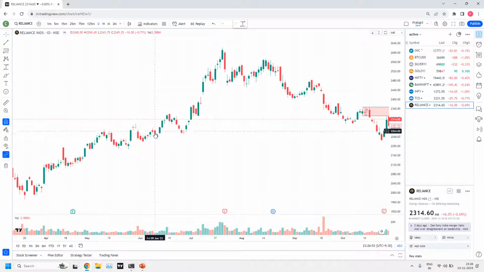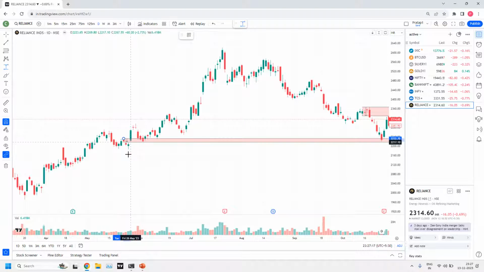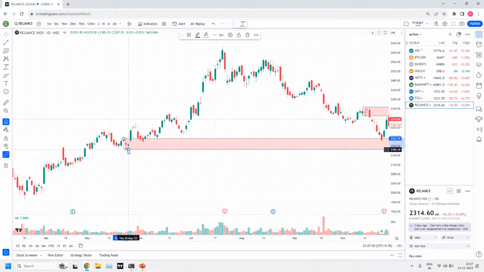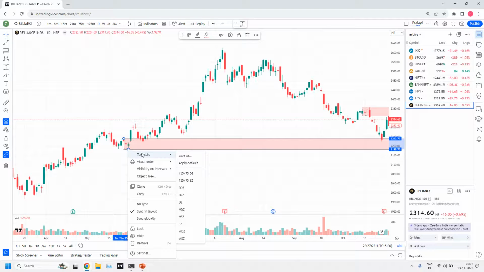Here we have a rally candle, a small medium size rally candle. Then we have base candles, 3 base candles. Now again we have a leg out as a rally candle. So let us draw this demand zone. This is a demand zone. So let us change the type. Color should be green color. So in the templates I am selecting demand zone. The name I have given for demand zone is DDZ.